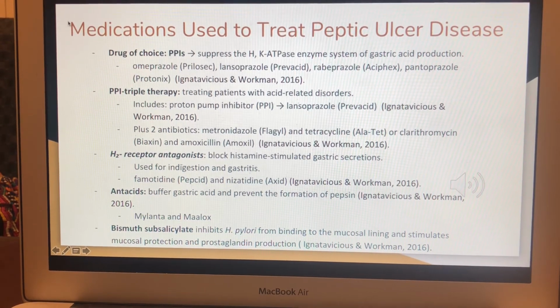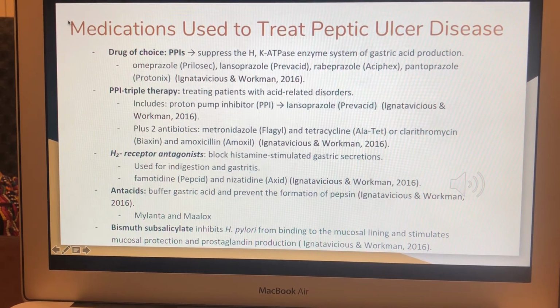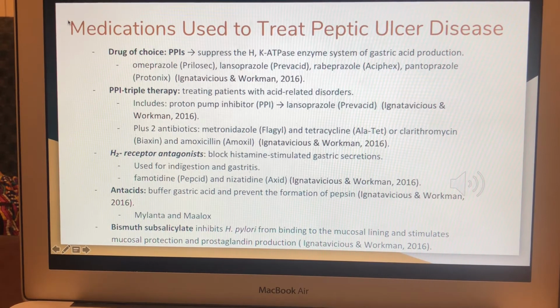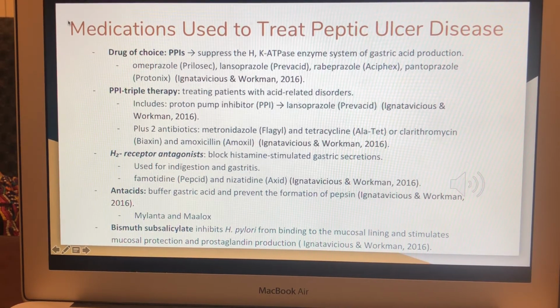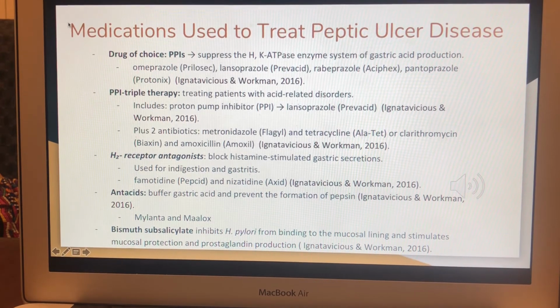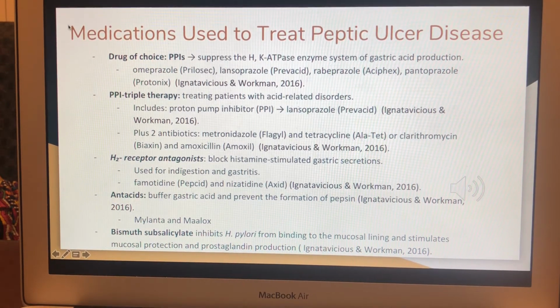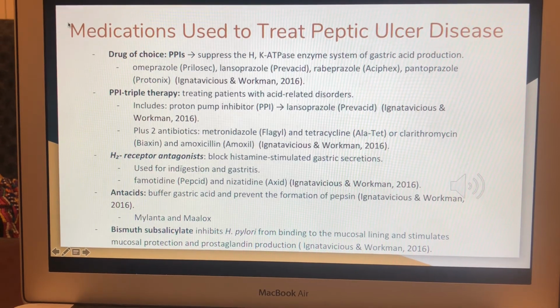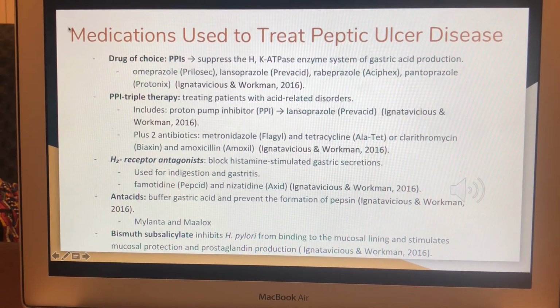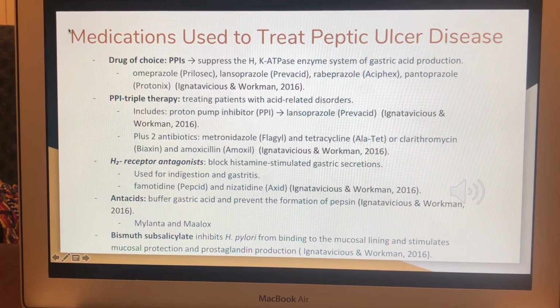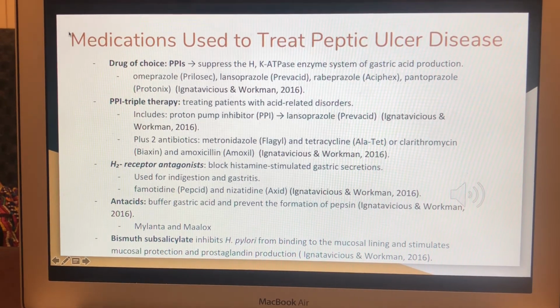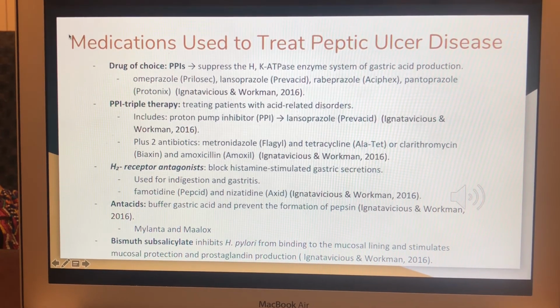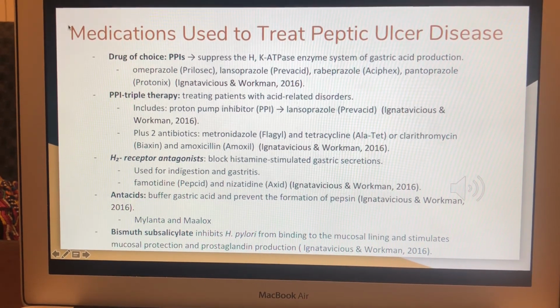A common drug regimen for H. pylori infection is PPI triple therapy, which includes a proton pump inhibitor, such as lansoprazole, plus 2 antibiotics, such as metronidazole and tetracycline. The additional use of bismuth therapy is used depending on the healthcare provider. Bismuth therapy is often used in patients who are allergic to penicillin-based medications.